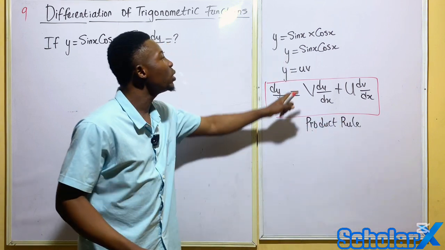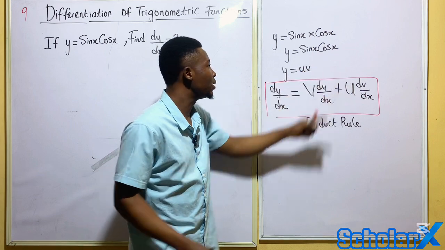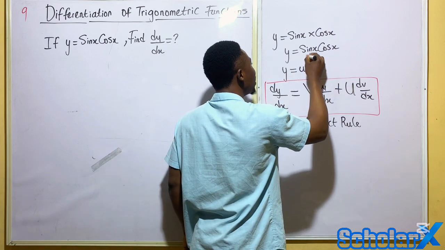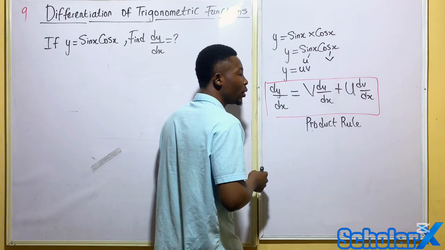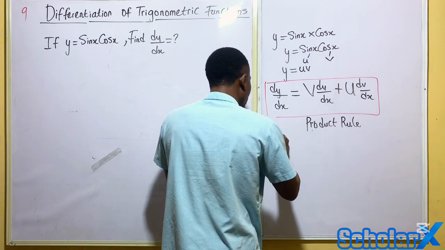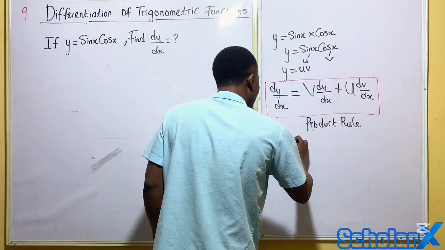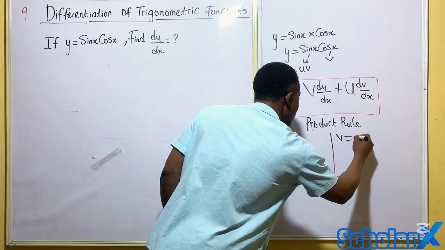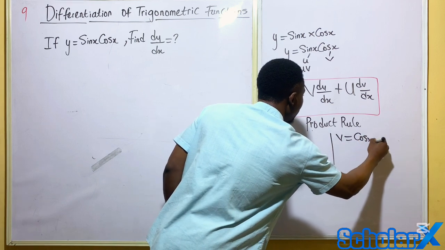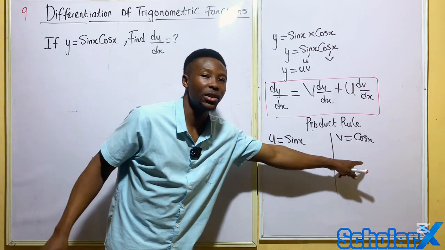So now we're going to take one as our u and take one as our v. For instance, we can take sine x as our u and cos x as our v. Now our u is equal to sine x, and our v is equal to cos x. So we're going to differentiate this side and this side.